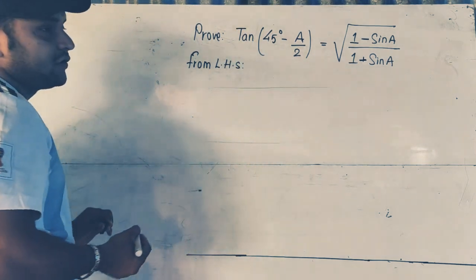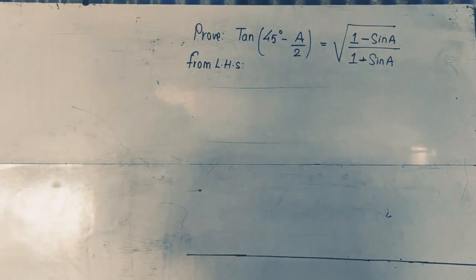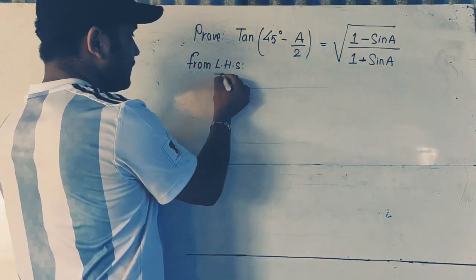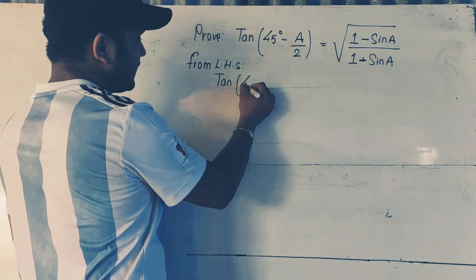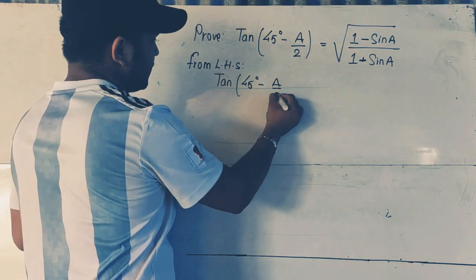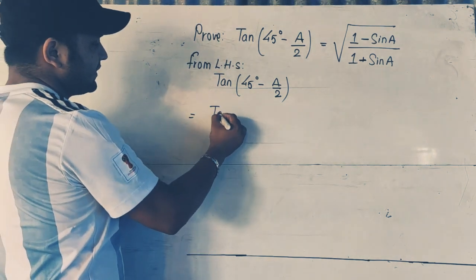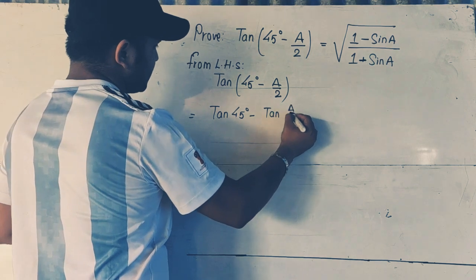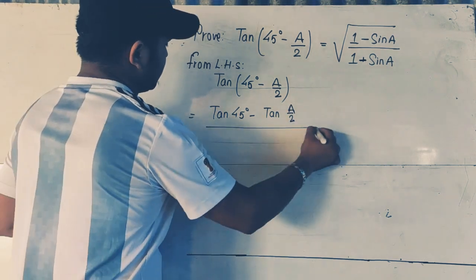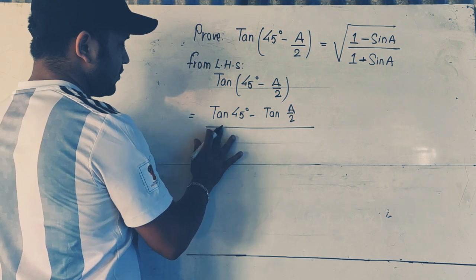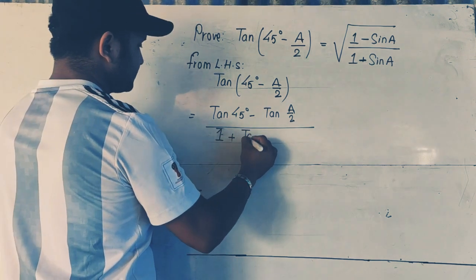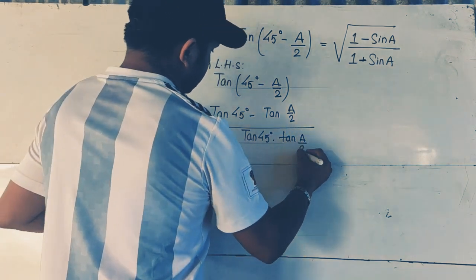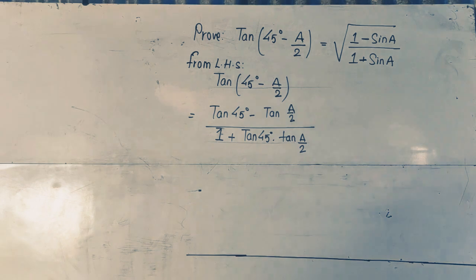So in the LHS, we are going to use the formula of tan(A − B). We will assume 45 degrees to be A and A/2 to be B. So using the formula in the LHS you have tan(45° − A/2). The formula is tan A minus tan B over 1 plus tan A into tan B. So as the first step, we have used the formula of tan(A − B) here.